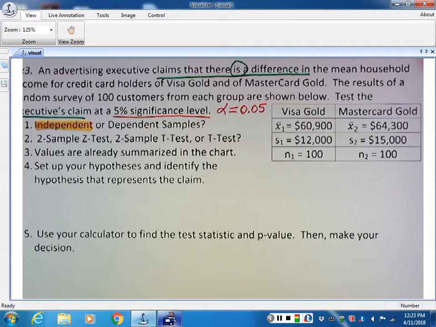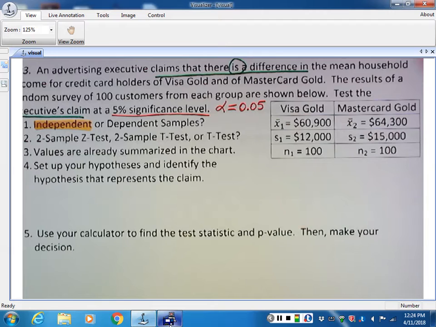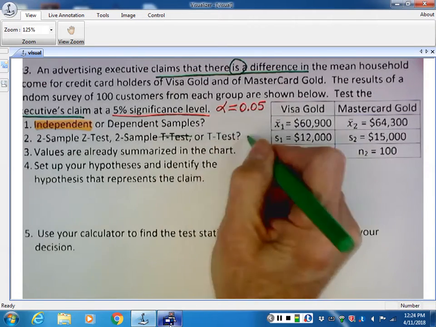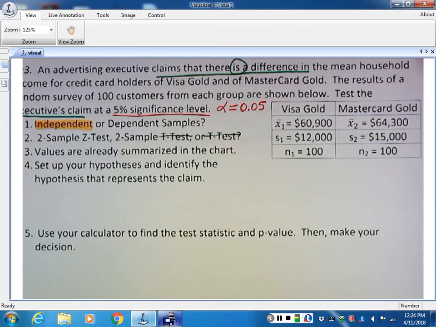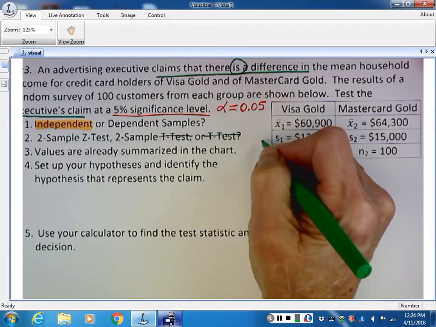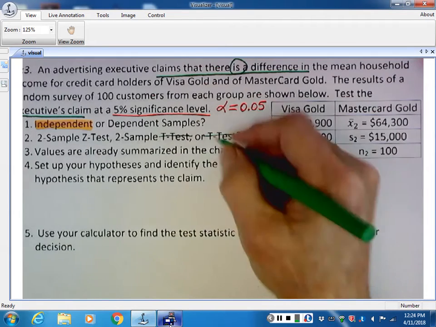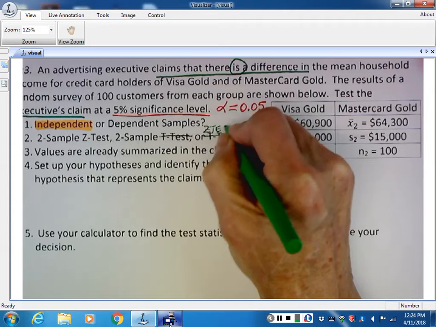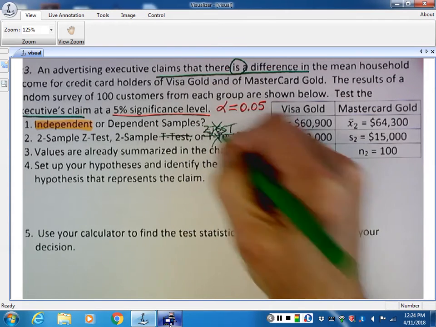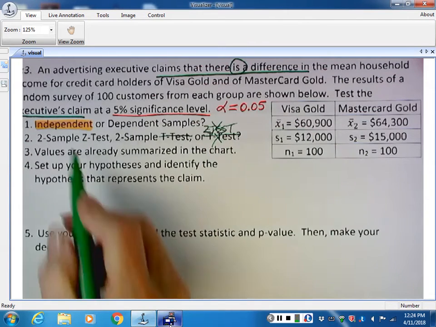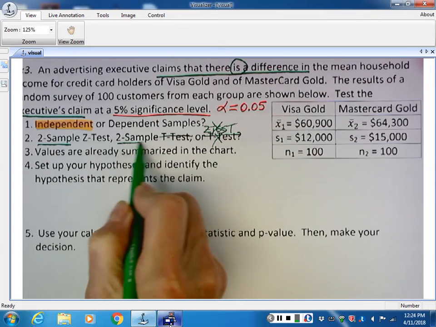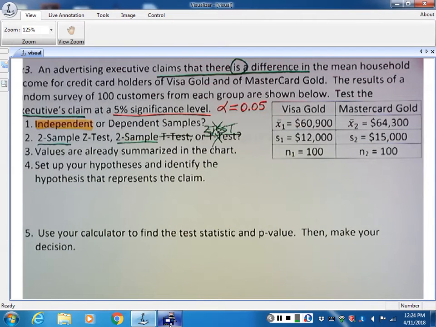Our next decision: we already know it's a two-sample test because we've got group 1 and group 2. So we know it's not a t-test. We know it's not a z-test. I'm sorry, there should have been a z-test in there. So we know it's not a z or a t-test alone. It has to be a two-sample test because we have two samples. Do we have the information that will let us do a z-test?